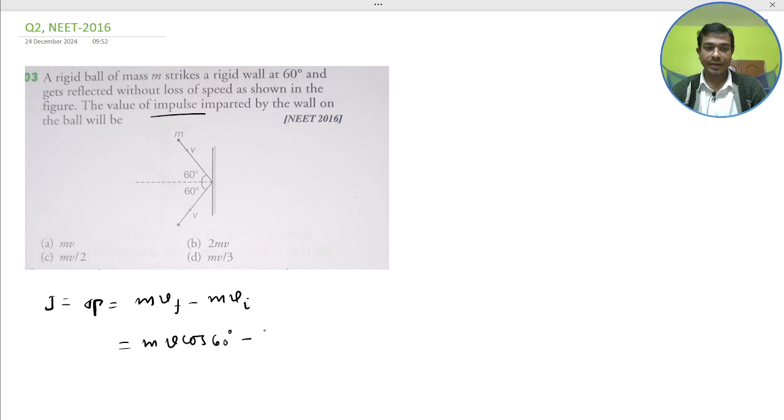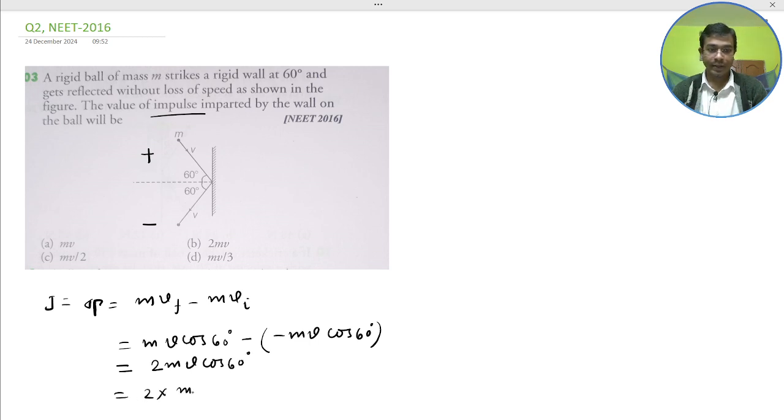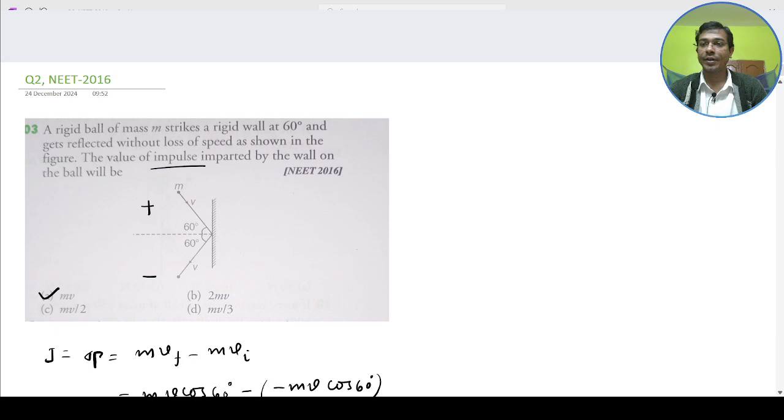Basically, this final means mv component, v cos 60 degree, and another one, the minus mv component, cos 60 degree. This is the reference point, positive and negative. So 2 mv cos 60 degree. So 2 into mv cos 60 degree, half. So it would be mv. So I think A would be your correct answer. Next one.